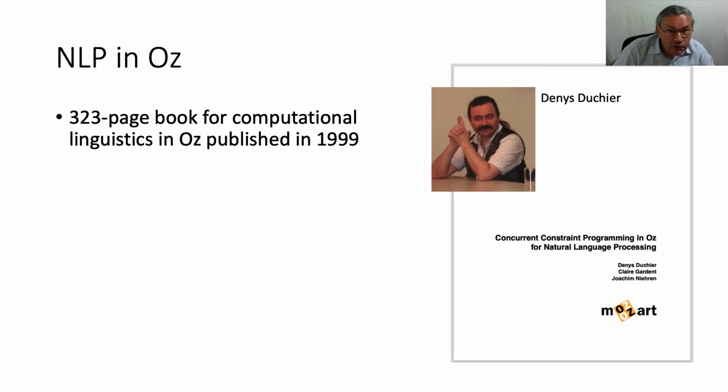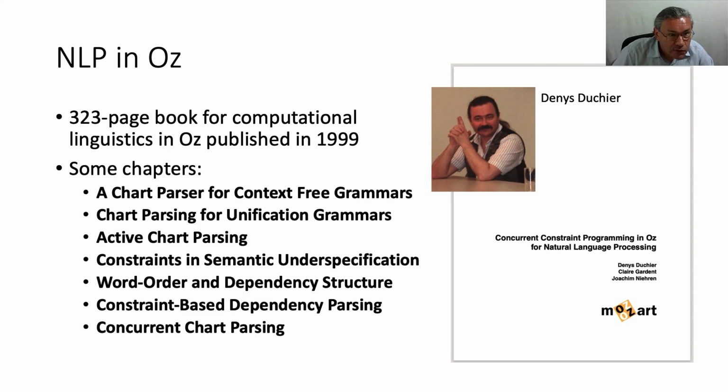Oz was used in natural language processing, and there was a 323-page book for computational linguistics in Oz, published in 1999, and the main author of that was Denis Duchier. So here are some chapters: chart parsing, context-free grammars, unification grammars, semantic underspecification, dependency structures, dependency parsing, concurrent chart parsing, so symbolic manipulation of natural language.